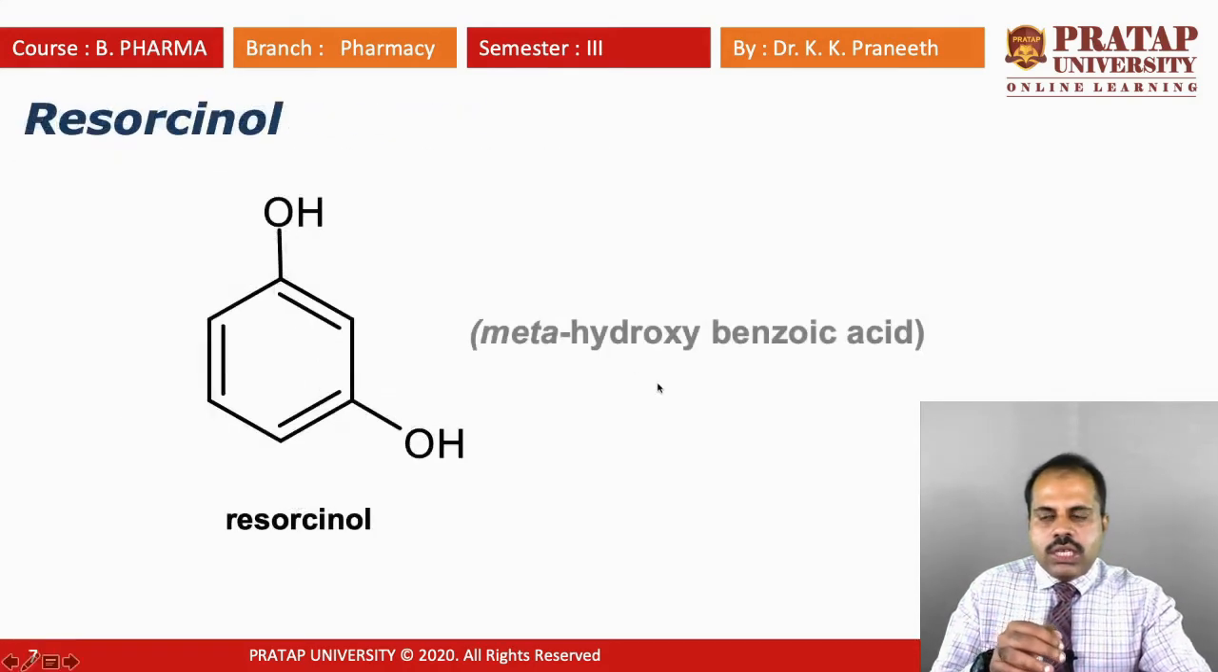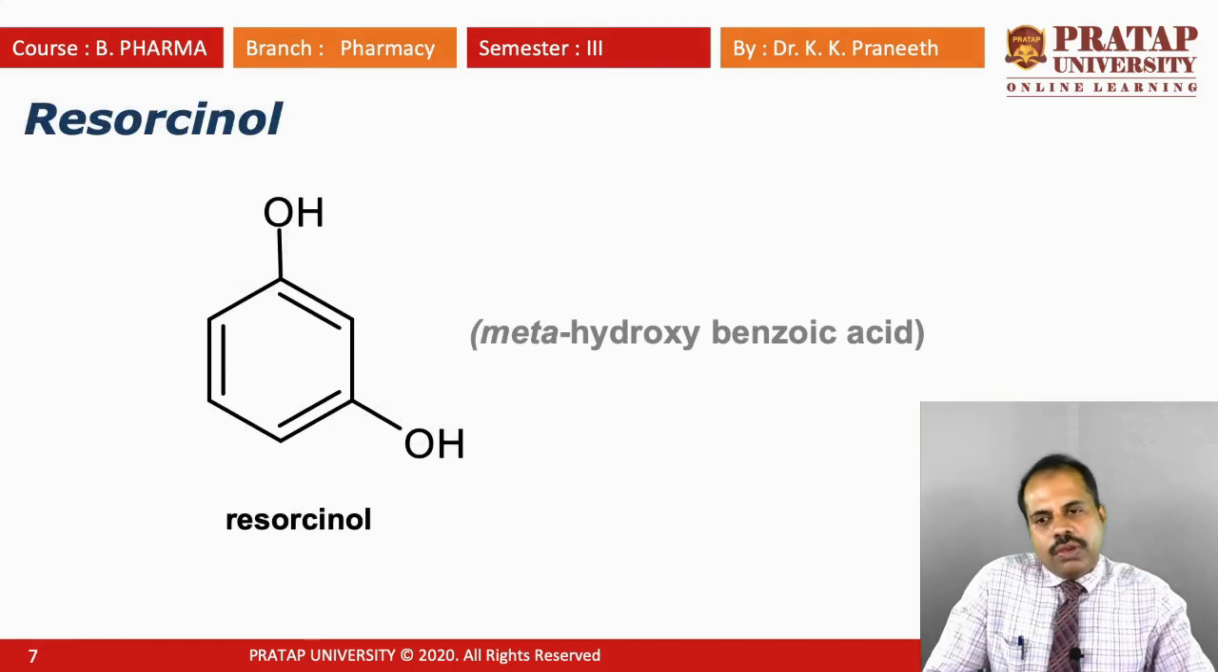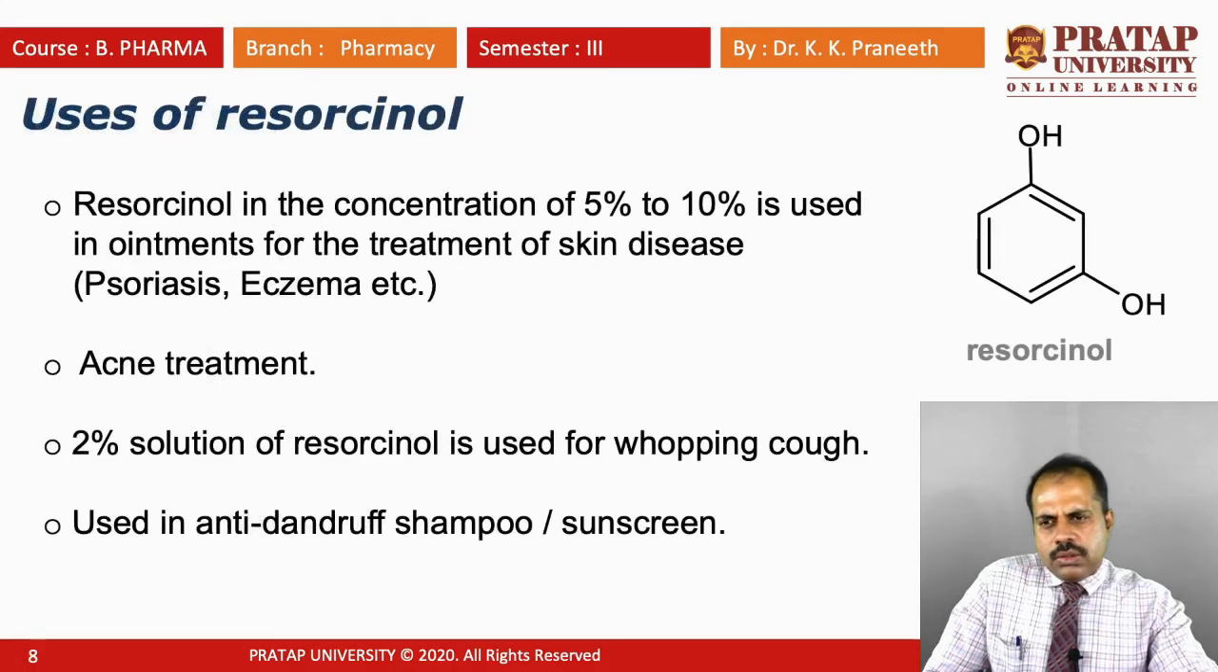Now let's move on to the next derivative of phenol, which is meta-dihydroxybenzene, that is, meta-hydroxyphenol. This is resorcinol. So it is nothing but a phenol having another hydroxy group at the meta position. It is meta-hydroxyphenol. That is the structure. Let's see the uses of resorcinol.